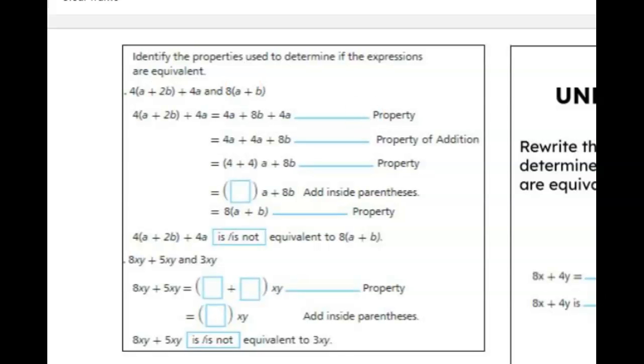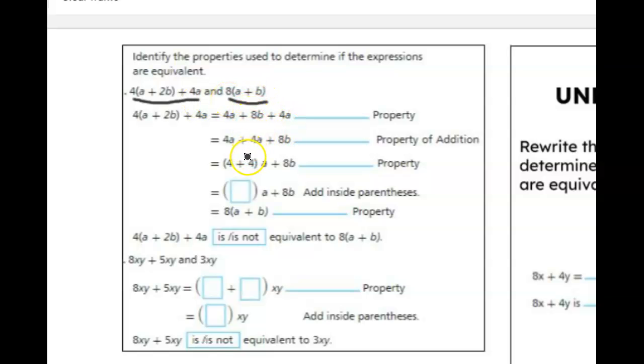Okay, let's look at this next part. Identify the properties used to determine the expressions are equivalent. So if I look right here on the first one, we're going to check to see what they did. So we have 4a, and then in parentheses, 2a plus 2b, and then 4 plus 4a. And then this is what we have on the other side. So we're going to see if this is the same as this.